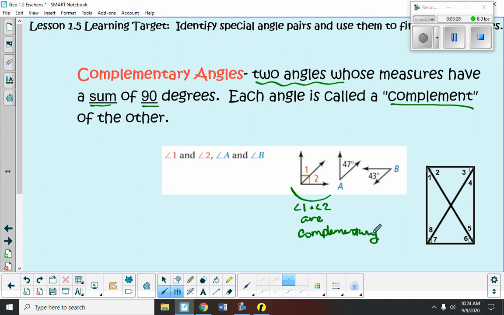Another word we could use to describe angles 1 and 2 is that they are adjacent because they share the same vertex and they have a common side. So they are adjacent complementary angles. Here, angle A is 47 degrees and angle B is 43. If you add 47 to 43, that equals 90 degrees. So we would say angle A and angle B are complementary also.